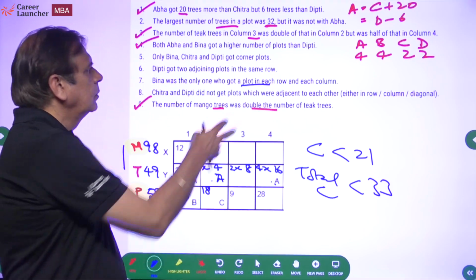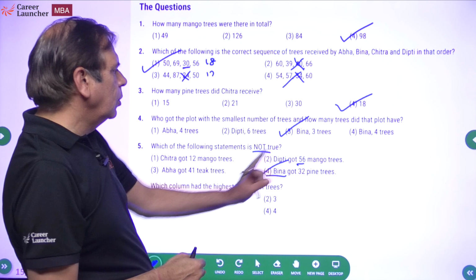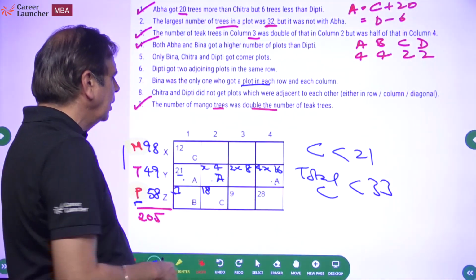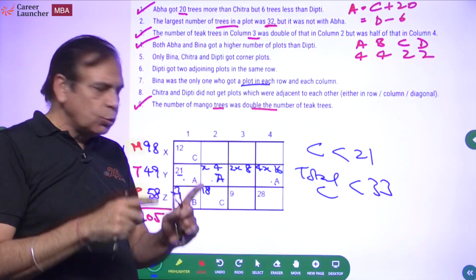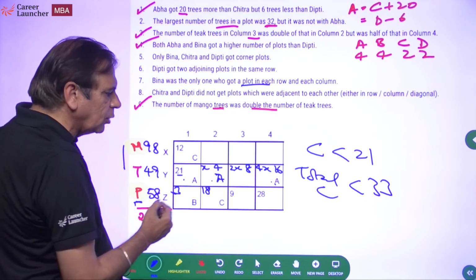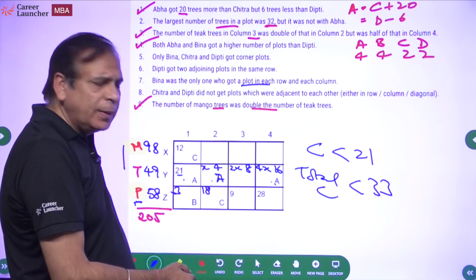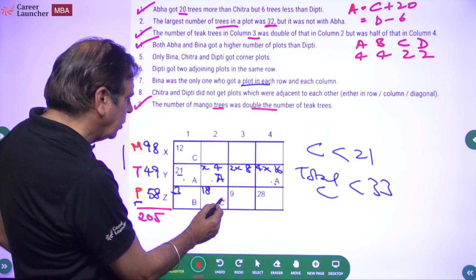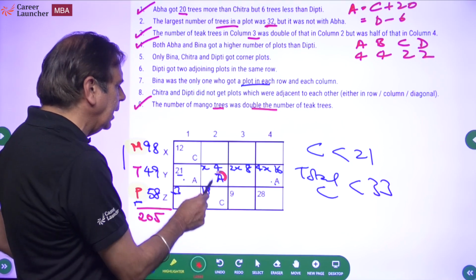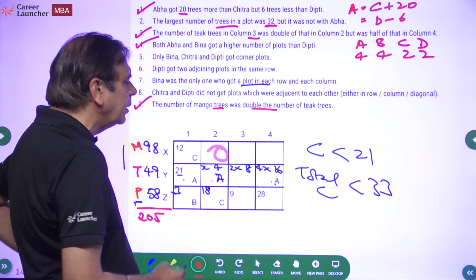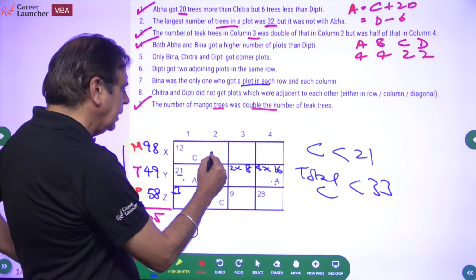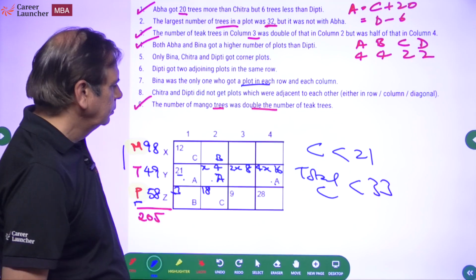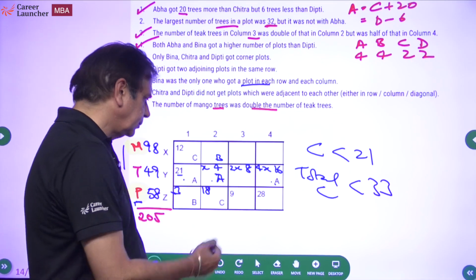Okay. Now, Deepti has to get 56 mango trees, and we know Beena has to be there in each row and each column. In column 1, Beena is already there. In column 2, where can Beena come? Beena cannot come here. This is C. This is C. Beena cannot come here. This is A. So the only place where Beena can come is this one. So Beena should be here, right?